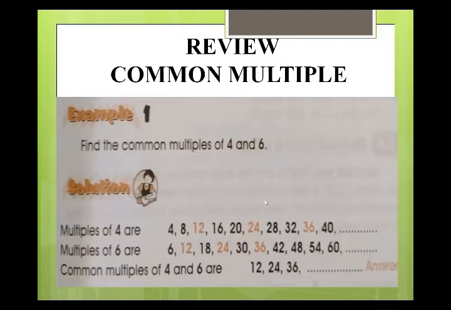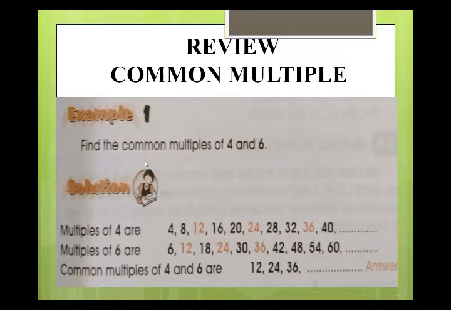After listing out the multiples of the numbers, you have to find the common ones between these multiples. Here you see the highlighted numbers, which are 12, 24, and 36 in the multiples of 4, and the same numbers are also highlighted in the multiples of 6. So 12 is common between the multiples of 4 and 6 both. Similarly, 24 is also a common multiple of 4 and 6. Similarly, 36 is also a common multiple of 4 and 6.